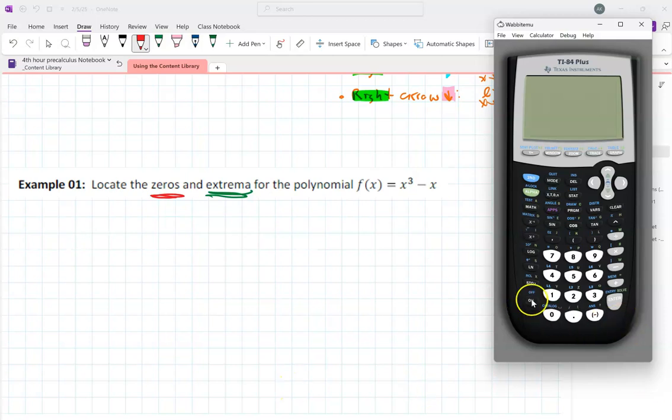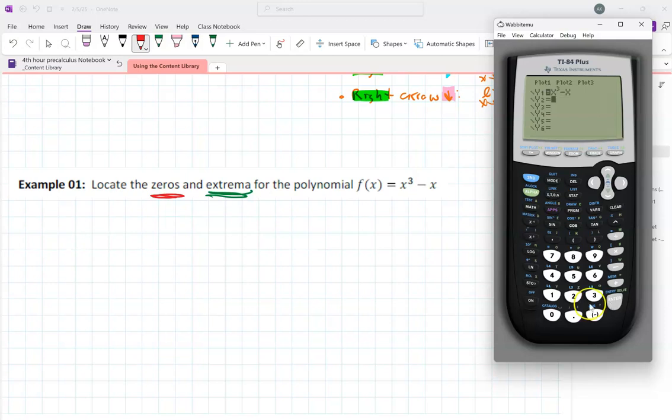All right, so I'm going to start by turning my calculator on and going to the y equals menu, so that upper left-hand corner button. I'm going to clear out anything that's in there. So I had a couple of guys in there. And then I'm going to type in my function here, x cubed minus x, and I'm just going to put that into y1.